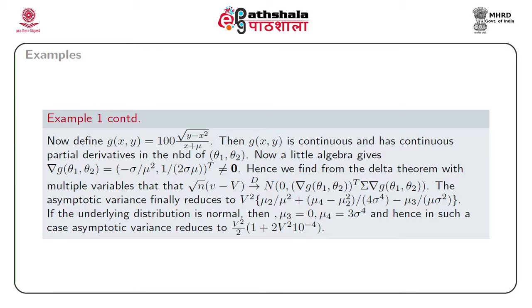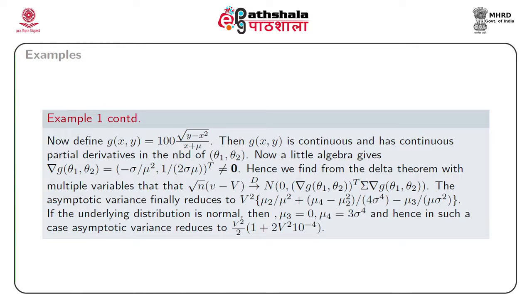Hence, we can apply the delta theorem, and using the delta theorem with multiple variables, we find that square root of n multiplied by (small v minus capital V) converges in distribution to a normal variable with mean 0 and variance as given in the slide in the form of a quadratic form. A little bit of algebra finally expresses the asymptotic variance as capital V square whole thing multiplied by [mu 2 by mu square plus (mu 4 minus mu 2 square) by 4 sigma to the power 4 minus mu 3 by mu sigma square].